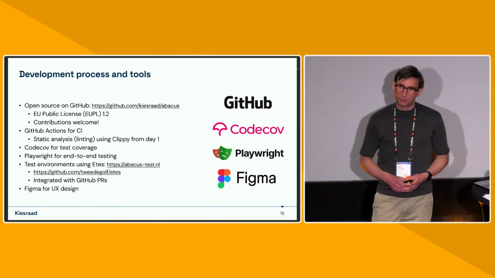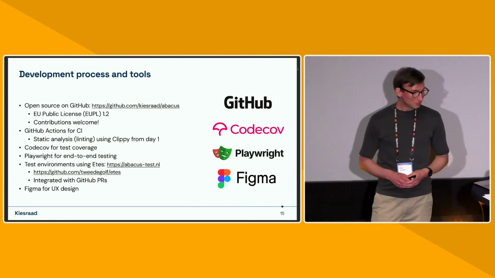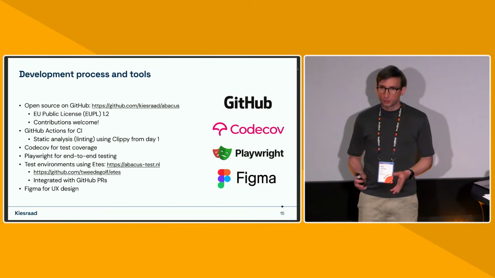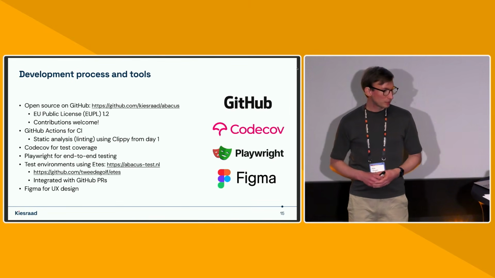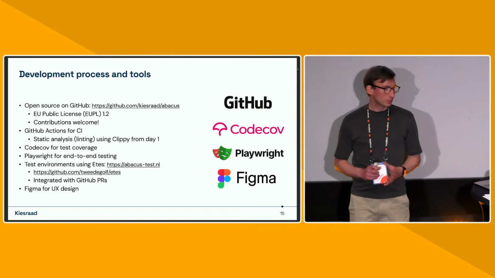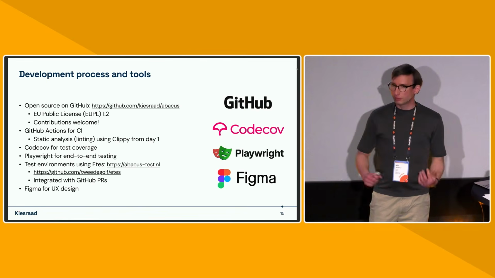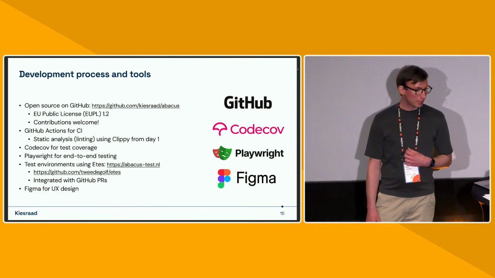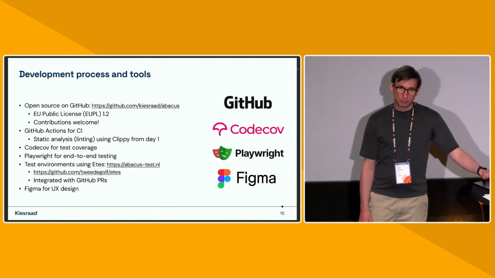We have test environments using ATES, which is a small project by Marlon from Tweede Golf, which means we can spin up test environments for every pull request on demand. It takes under a second. You can get your own test environment, which is very, very helpful to just check out what a new pull request is doing without having to check it out, compile it, etc., on your own machine. And finally, we use Figma for UX design, which has also been a great tool for us.